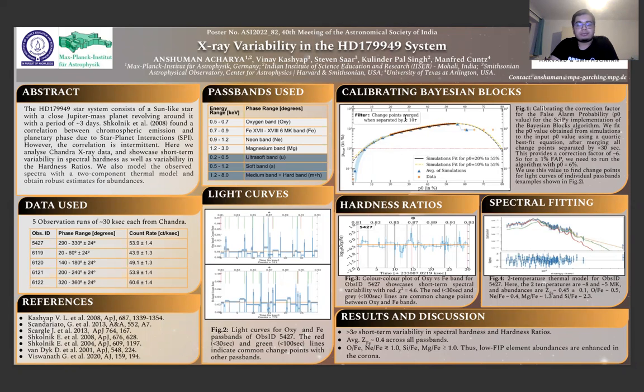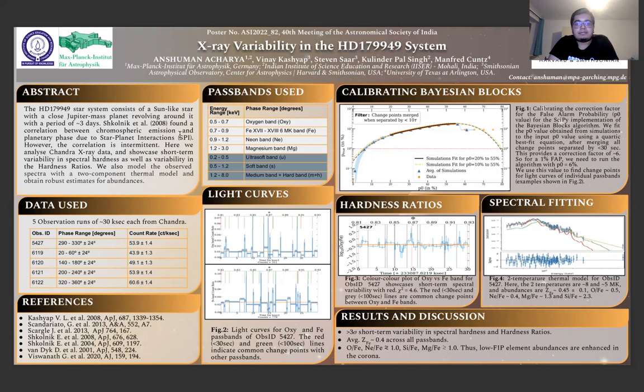Today I'll be talking about the project I undertook for my master's thesis at IISER Mohali with Professor Kulinder Pal Singh and Dr. Vinay Kashyap. In this project, we looked at the HD 179949 system. The HD 179949 star system consists of a Sun-like star and a close-in Jupiter-mass planet, which orbits around it with a period of just 3 days.